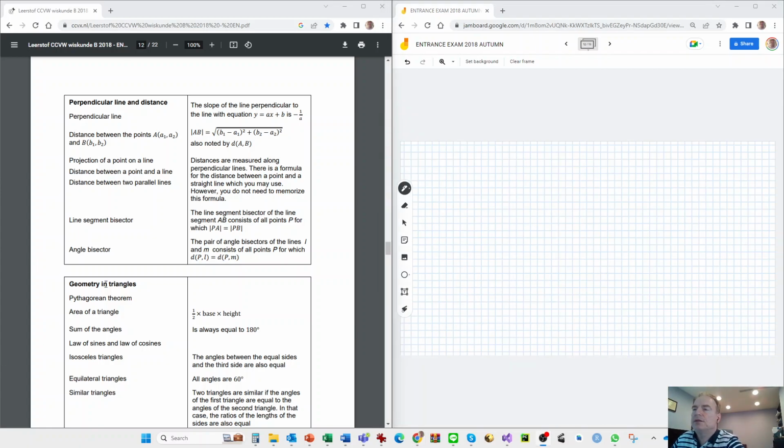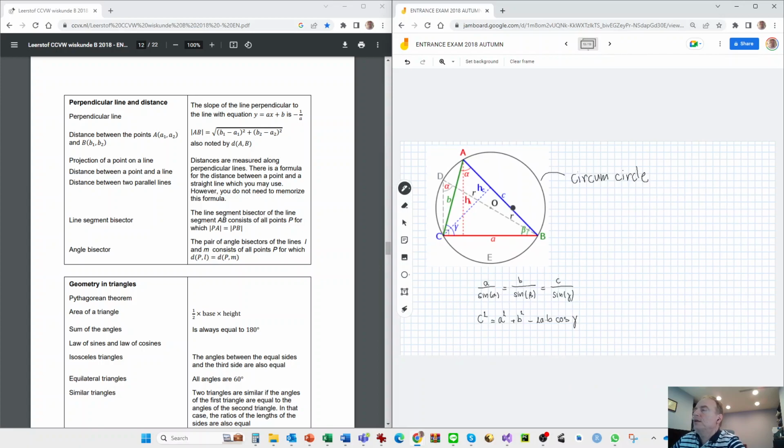Next, geometry in triangles. We need to know Pythagoras, the area of a triangle, the sum of the angles should be 180, and the law of the sines and the law of the cosines. And the law of the sines says if I have a triangle with sides A, B and C and opposite angles alpha, beta and gamma, then this relation holds. So all the opposite sides divided by the sine of the angles are equal. And they also happen to be equal to 2 times the radius of this circle called the circumcircle.